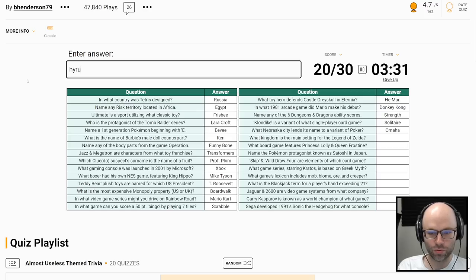Nebraska. Omaha is a type of poker. Legend of Zelda set in Hyrule. What board game features Princess Lolly and Grandma Nut? Candy Land. Name the Pokemon protagonist known as Satoshi in Japan. Ash Ketchum. Skip and Wild Draw 4 are elements of Uno. God of War stars Kratos. Mob, Biome, Ore, and Creeper. That would be Minecraft. When you hit over 21 in Blackjack, you bust. Atari made the Jaguar. Garry Kasparov is the inventor of chess.